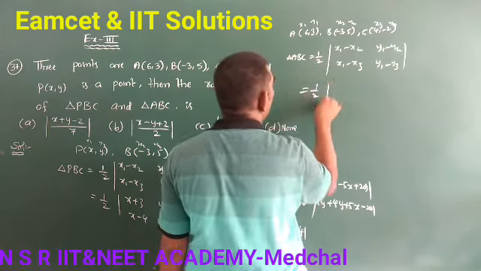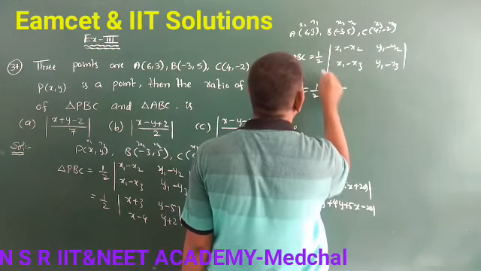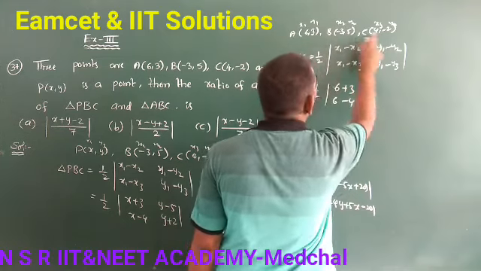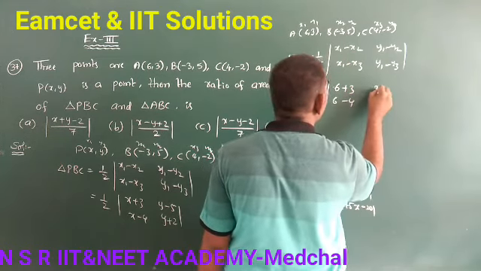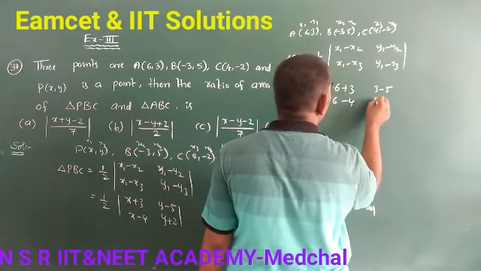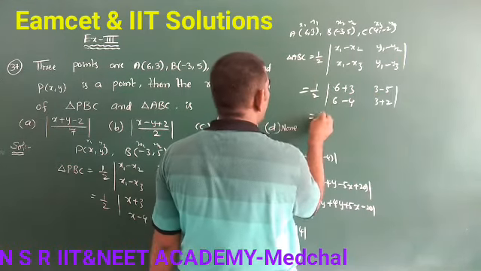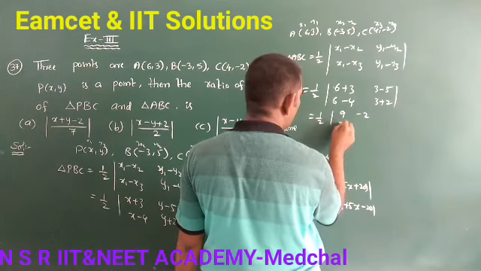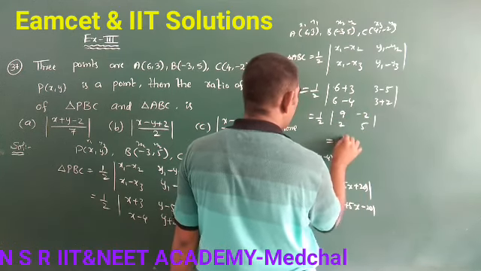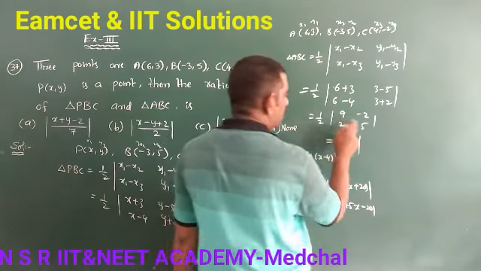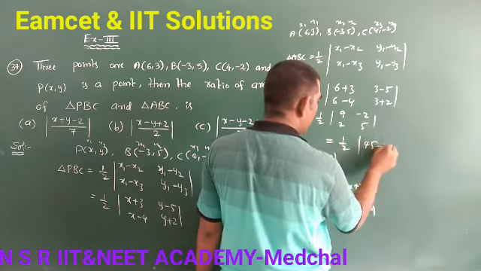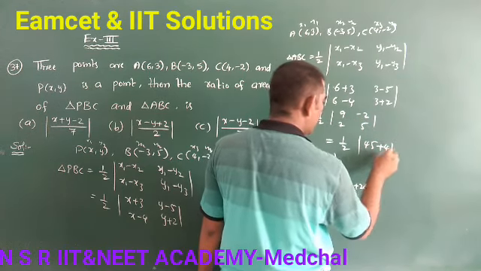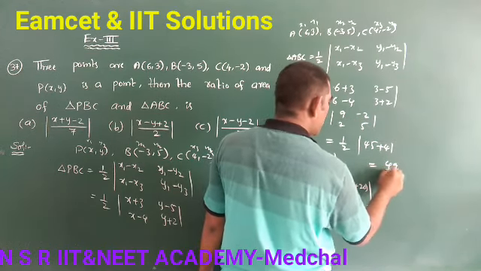So we get half mod of x1 minus x2, 6 minus of minus 3, that is 6 plus 3, 6 minus 4, then 3 minus 5, and 3 minus of minus 2, that is 3 plus 2. So half mod of 6 plus 3 is 9, 3 minus 5 is minus 2, 6 minus 4 is 2, 3 plus 2 is 5. Half mod AD minus BC: 9 times 5 is 45 minus BC, minus into minus is plus, 2 twos are 4, so 45 plus 4 is 49 by 2.